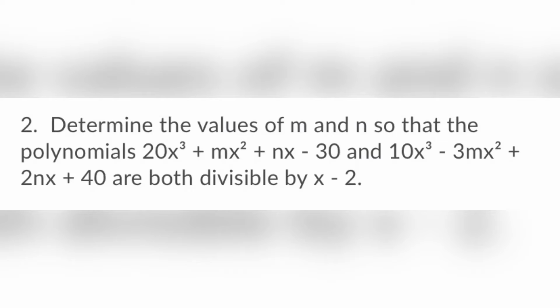Here's the problem that we're going to be solving today. Determine the values of m and n so that the polynomials 20x cubed plus mx squared plus nx minus 30 and 10x cubed minus 3mx squared plus 2nx plus 40 are both divisible by x minus 2.